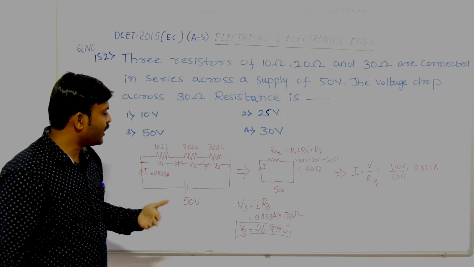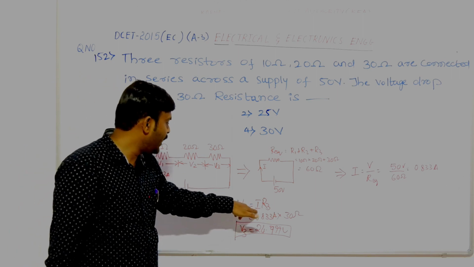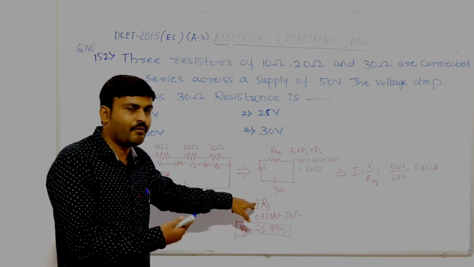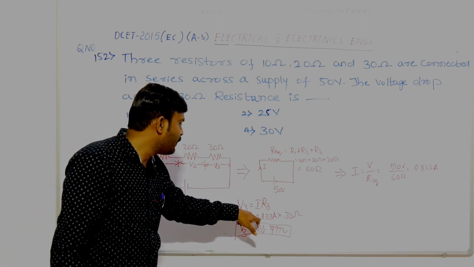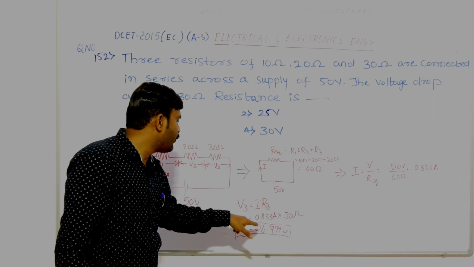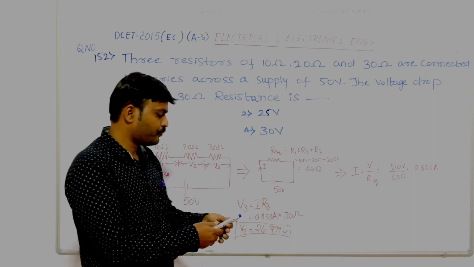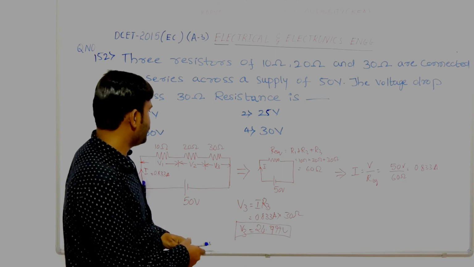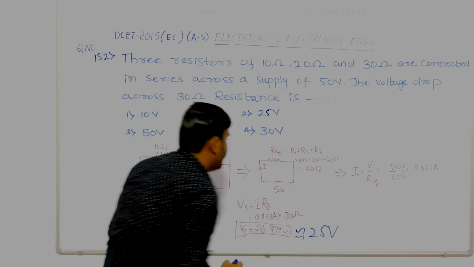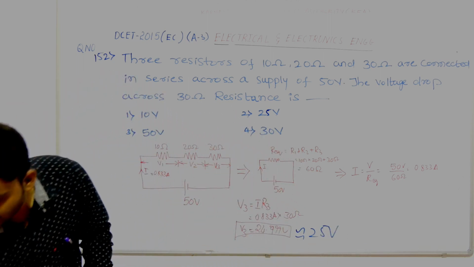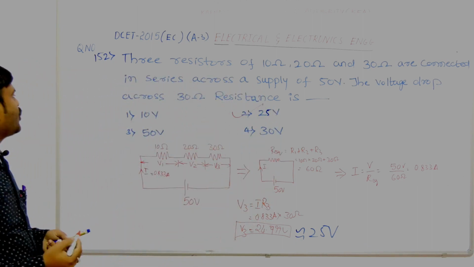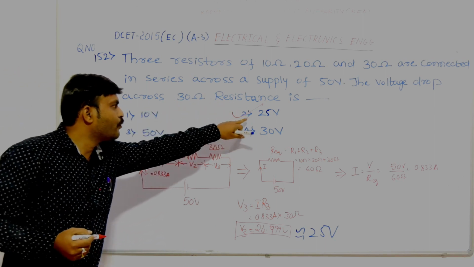According to again Ohm's law, V3 is equal to I into R3. R3 is 30 ohm, right? Right now we have found 0.833 amps into 30 ohms. So V3, what we got, 24.99 volts. In the option it is 25 volts. It is nearer to 25 volts. So which option is right now? The second option is the right answer, 25 volts. The voltage drop across 30 ohm resistance is 25 volts.